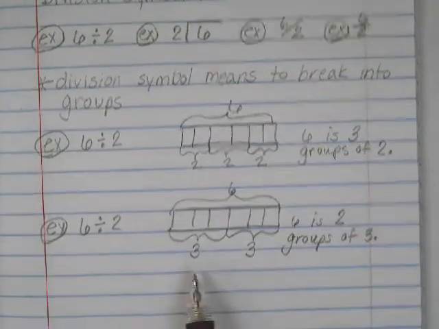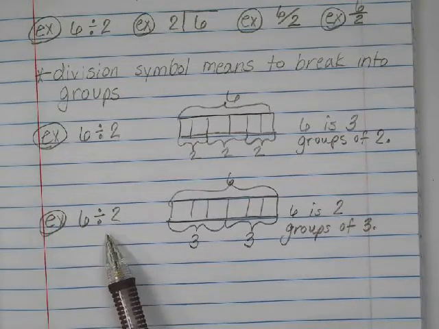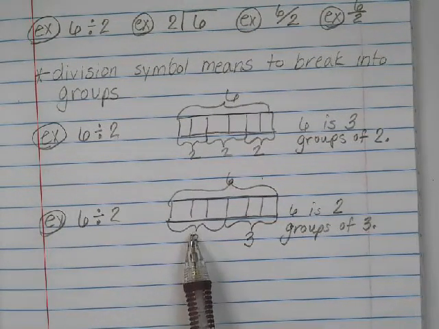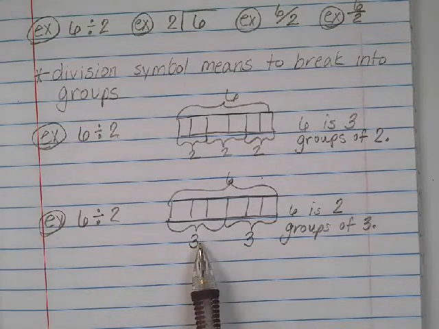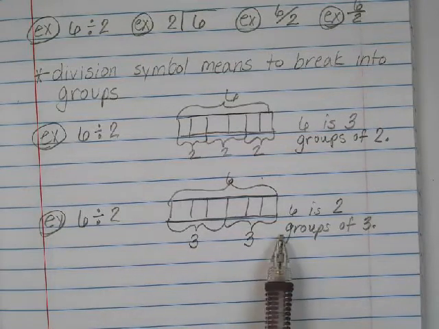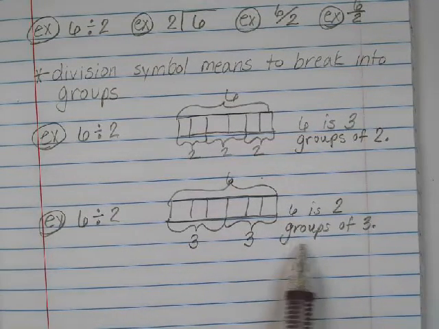I also did it another way, where this time I took the whole number 6, I'm still dividing it by 2, but this time I broke it only into 2 groups, which changed my group size. So my group size is now 3. So now I would say 6 is 2 groups of 3.